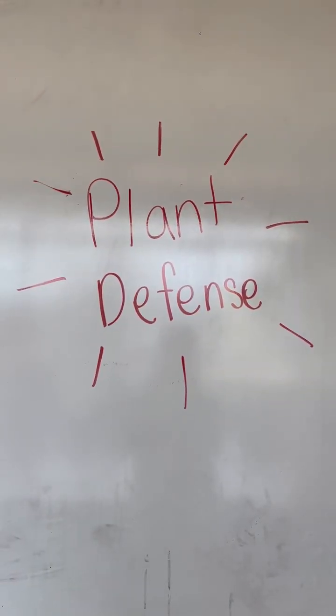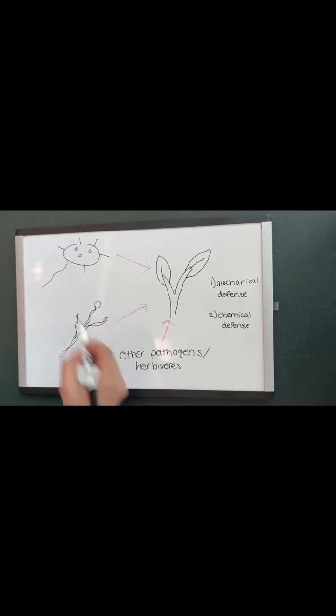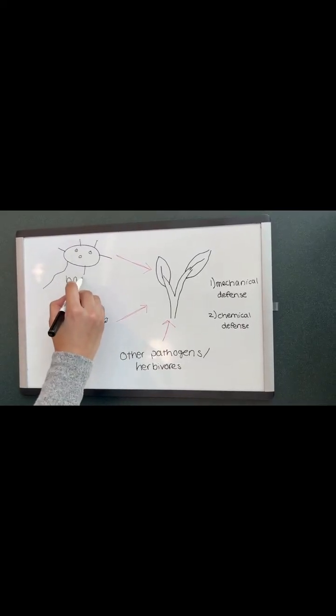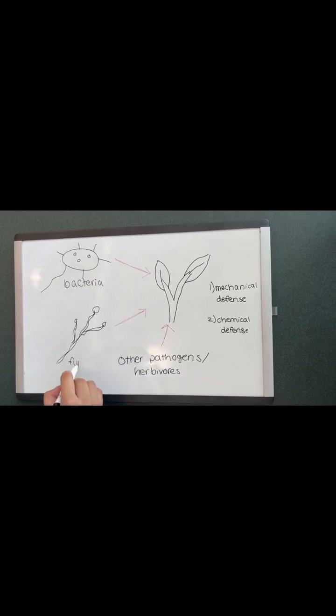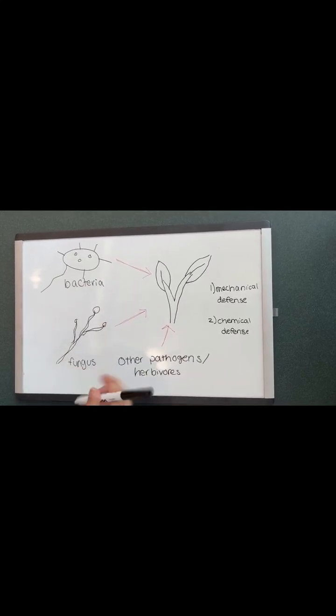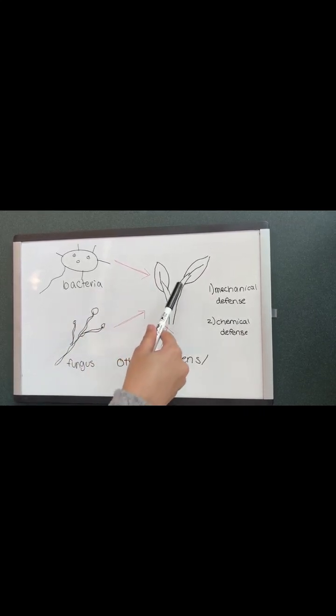Our topic of choice is plant defense, but first we have to explain what that actually is. Plants are faced with a variety of bacteria, fungi, and pathogens on a regular basis. In order to make sure the plant doesn't get too damaged, they've developed a series of defense mechanisms. These include two broad categories: mechanical defense and chemical defense.